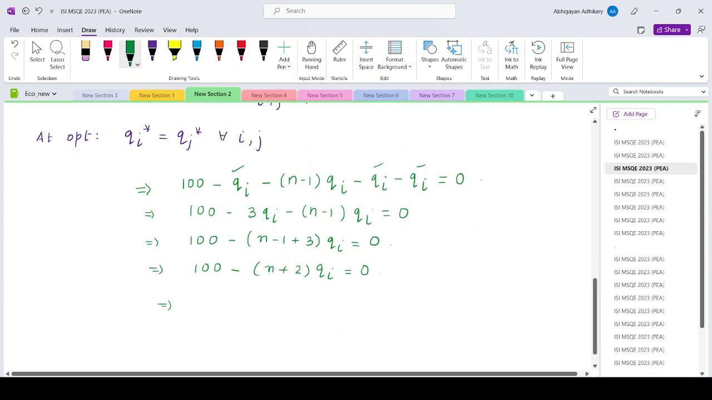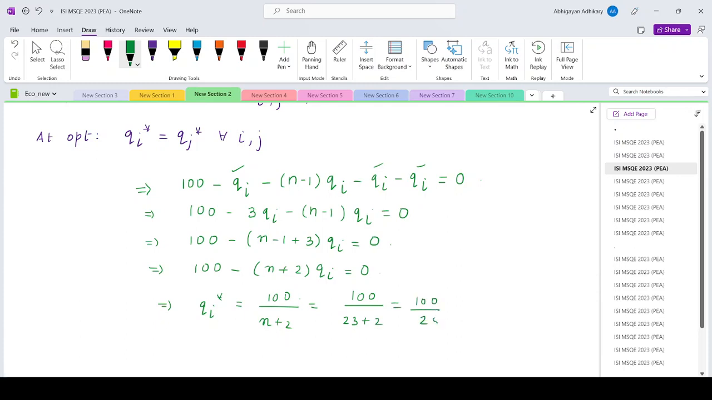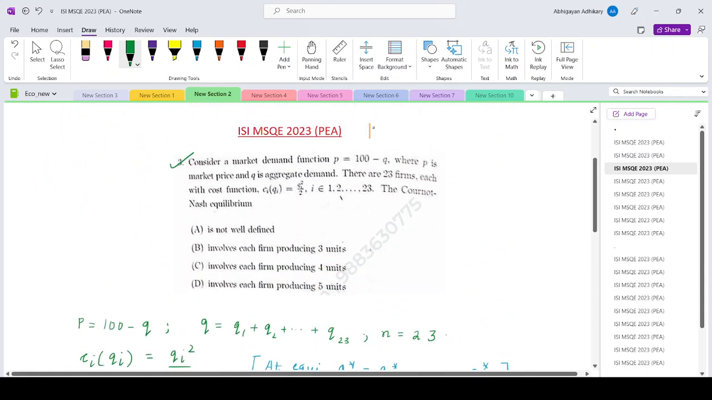So what will be the optimal Qi*? That will be 100 divided by (n+2). n over here is 23, so 23 + 2 = 25. 100 by 25 gives your answer as 4. That means at optimal, every firm will produce 4 units of output. If you look at the options, that is option C. Okay, thank you.